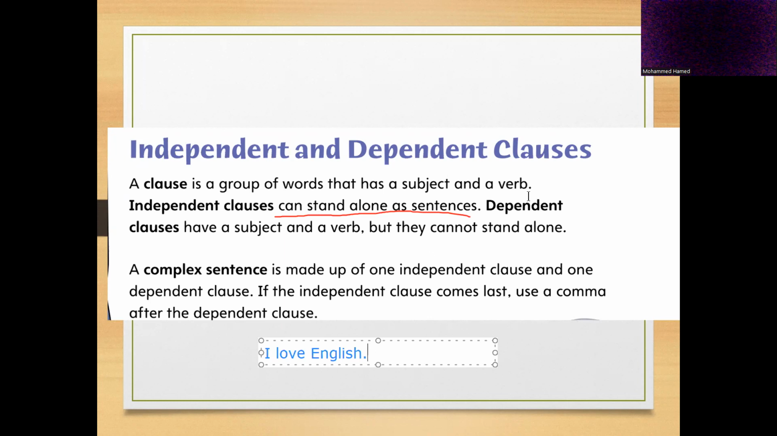But the other type of a sentence, which is dependent, we say dependent clauses have a subject and a verb. You'll always find the subject and the verb, but they cannot stand alone by themselves. Complex sentence is made up of one independent and one dependent clause. If the dependent clause comes last, use a comma after the dependent clause. Okay, let's go and practice some.